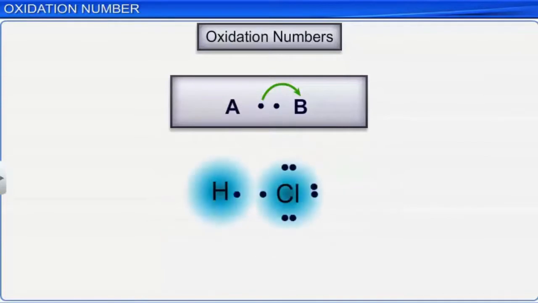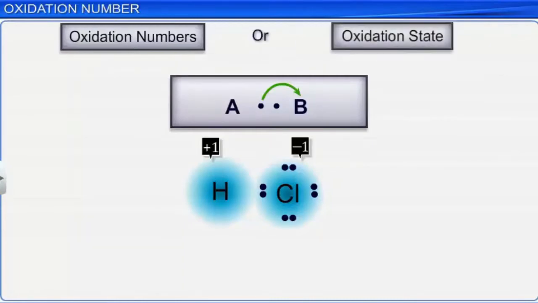Oxidation number is defined as the charge or the apparent charge that an atom in a compound or ion would have if all the electrons in its bonds belonged entirely to the more electronegative atom. Oxidation number is also referred to as oxidation state. We will be using the term oxidation number throughout this module.